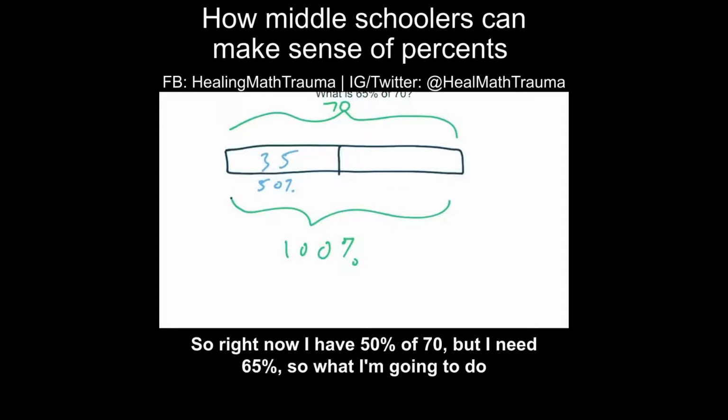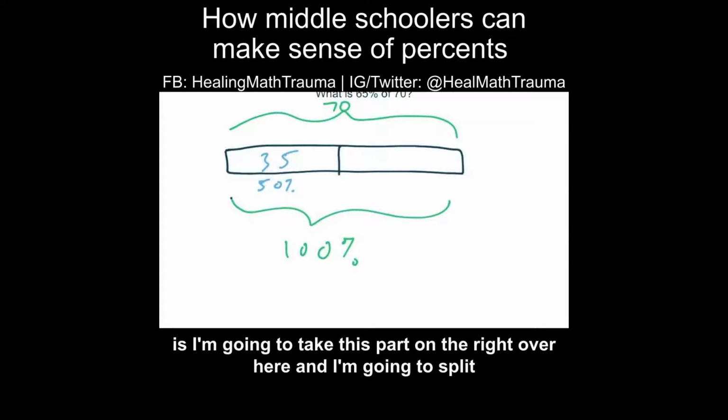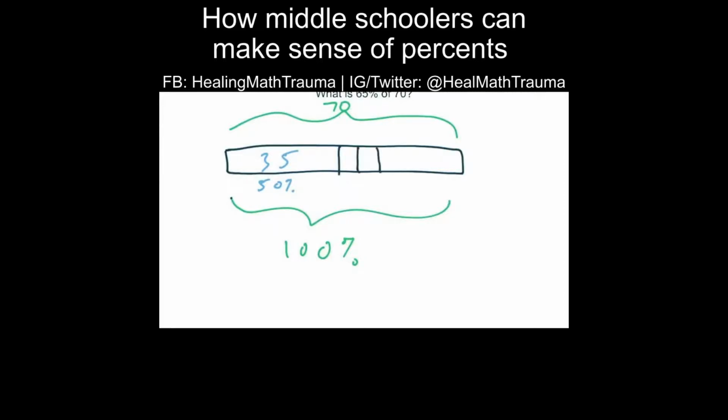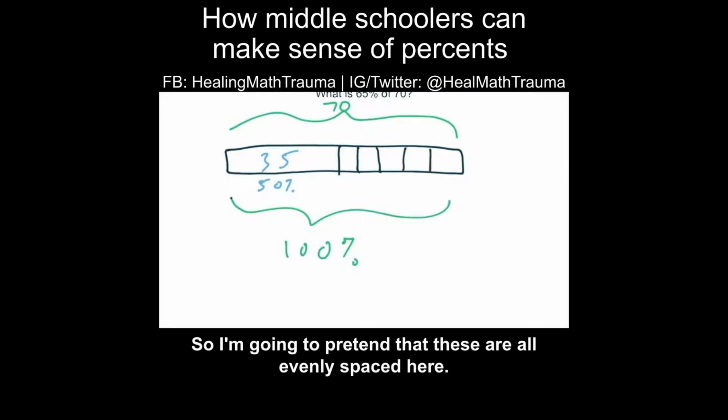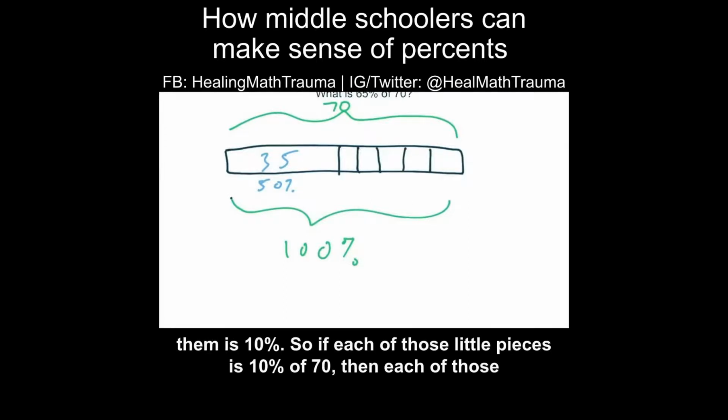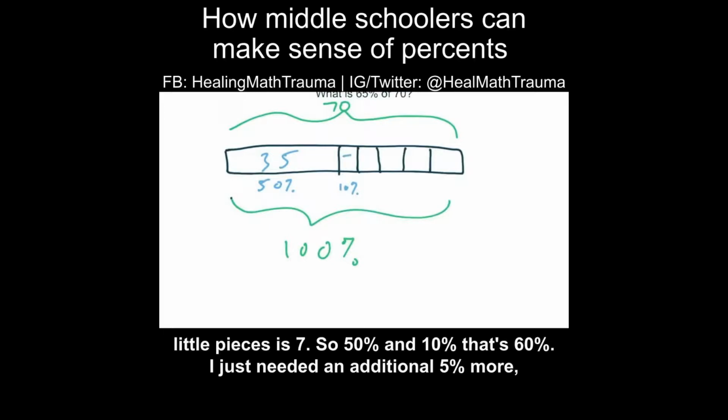So right now I have 50% of 70, but I need 65%. So what I'm going to do is take this part on the right over here and split it up some more, maybe into pieces that are each 10% big. So I'm going to pretend that these are all evenly spaced here, and that there's 1, 2, 3, 4, 5 of them, and that's 50%, so each of them is 10%. So if each of those little pieces is 10% of 70, each of those little pieces is 7, so 50% and 10%, that's 60%.